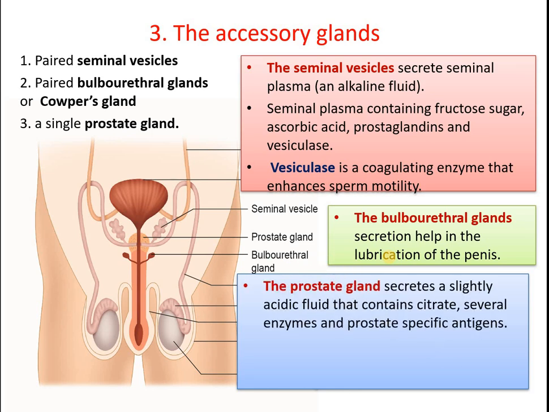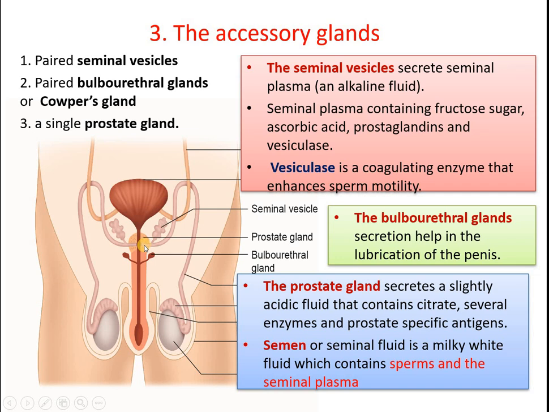And the last gland is present singly. You can find the prostate gland. The prostate gland is present only one. It secretes a slightly acidic fluid that contains citrate, several enzymes, and prostate specific antigens. The last one, semen, sometimes called seminal fluid, is a milky white fluid that contains sperm and seminal plasma.